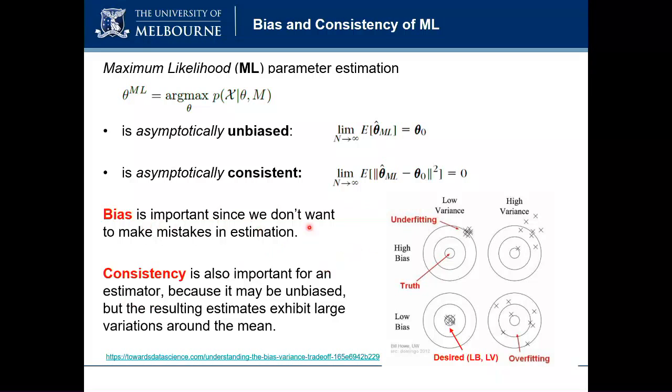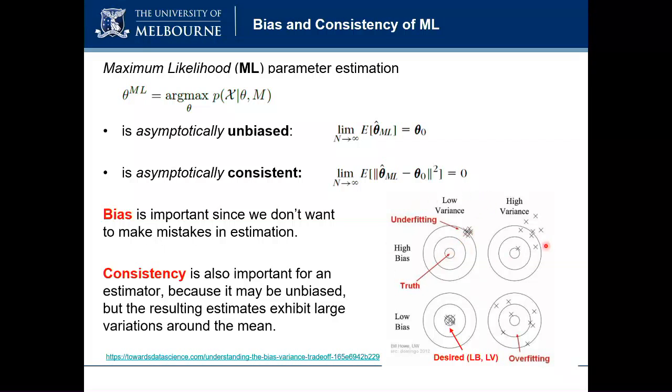So as I said, bias is important. We don't want to make mistakes. Consistency is important because we may be unbiased, but large variations may be observed. This is a beautiful picture. I found it by chance. That summarizes the whole thing. It is like you're doing bow and arrow shooting, right? The center is what you want. You want to hit the center in terms of your theta.